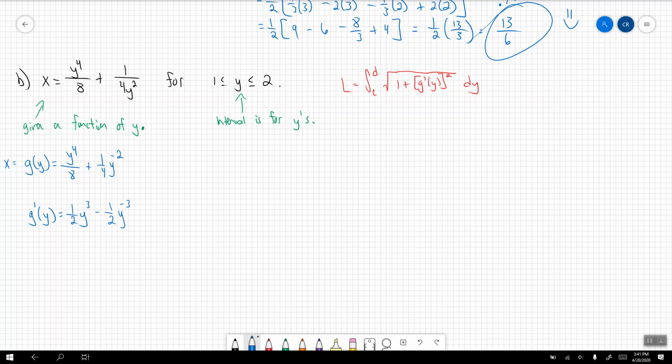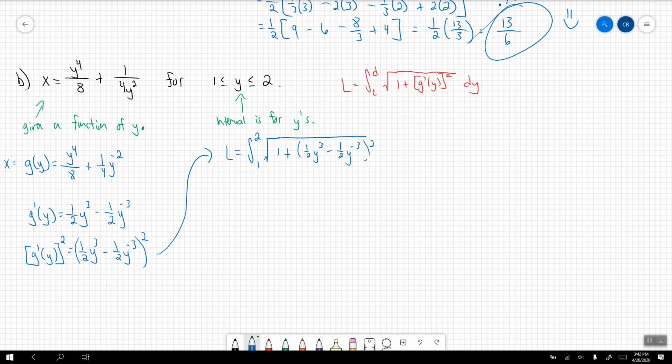Perfect. Now I want to square this result, because when I square this result, I'm going to be able to plug it in directly. So at this point, I'm just going to do g prime of y, and I'm going to make sure I square this. So this is going to be 1/2 y cubed minus 1/2 y to the power of -3, and this is all going to be squared. Perfect. Now using this whole arc length formula, my arc length is going to go between the y values of 1 and 2, and then I'm going to have 1 plus this specific piece, which is just 1/2 y cubed minus 1/2 y to the power of -3 squared. And this is all dy.